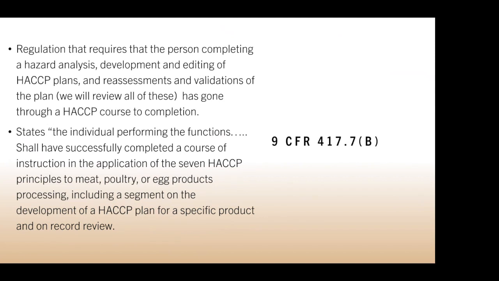9 CFR 417.7(b) is the regulation that requires that the person completing a hazard analysis, development and editing of HACCP plans, and reassessments and validations of the plan has gone through a HACCP course to completion. The regulation states, the individual performing the functions listed in paragraph A of this section shall have successfully completed a course of instruction in the application of the 7 HACCP principles to meat, poultry, or egg products processing, including a segment of the development of a HACCP plan for a specific product and on record review.